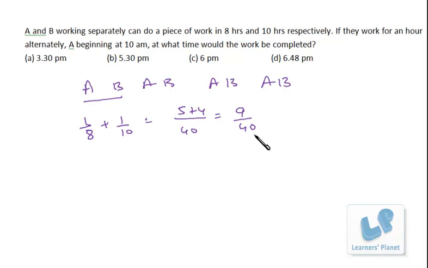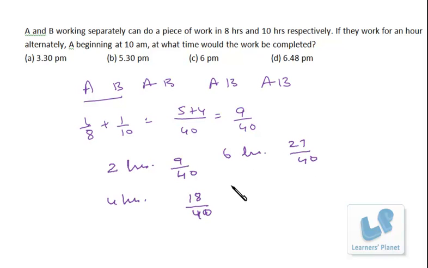That is 9 by 40 of the work, and that is being done in 2 hours. For 1 hour A is working and doing 1 upon 8 of the work, and the next 1 hour B is working and doing 1 upon 10 of the work. So in 2 hours 9 by 40 work is done. 4 hours, 18 by 40. 6 hours, 27 by 40. 8 hours, 36 by 40. Now we don't have much margin. After 8 hours, 9 by 10 of the work is finished.